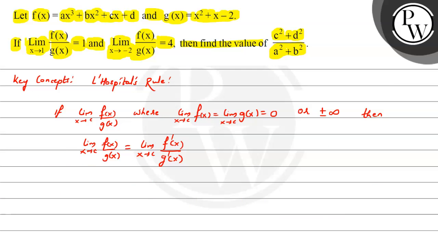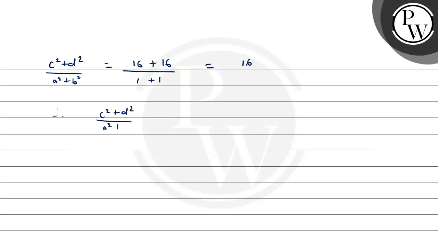Now in the question we have been asked to get the value of c squared plus d squared divided by a squared plus b squared. So let's get that value. Substituting, c squared is 16 plus d squared is 16, divided by a squared is 1 plus b squared is 1, so that is 16. Therefore c squared plus d squared divided by a squared plus b squared is equal to 16. So this is our answer.